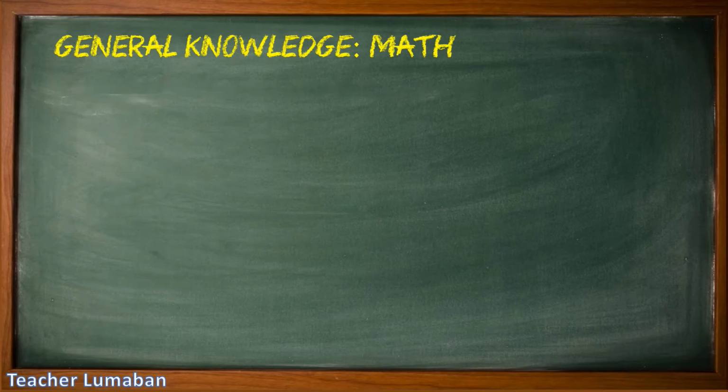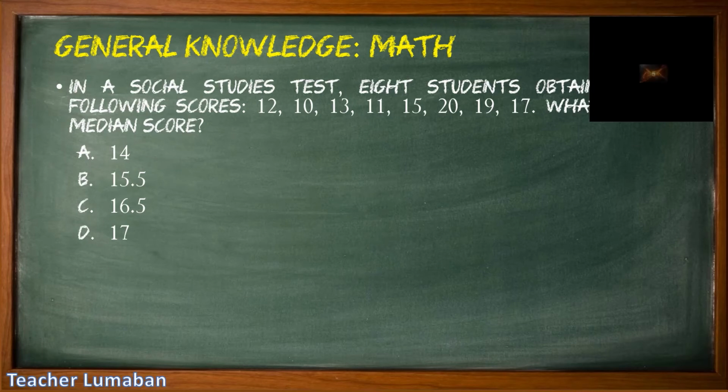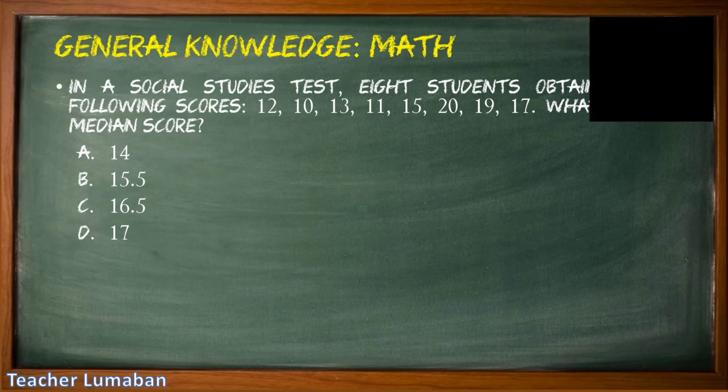In a social studies test, 8 students obtained the following scores: 12, 10, 13, 11, 15, 20, 19, 17. What is the median score? Letter A, 14. Letter B, 15.5. Letter C, 16.5. Letter D, 17. Please answer in 5, 4, 3, 2, 1.